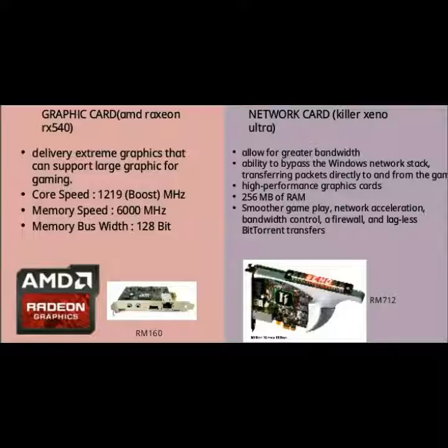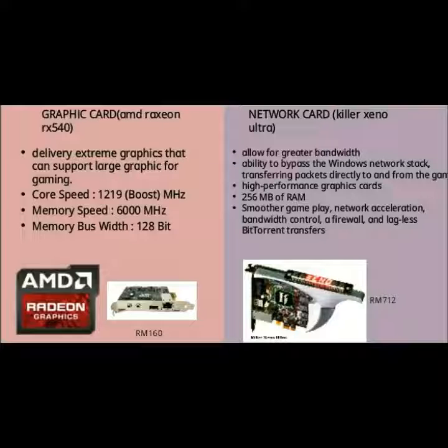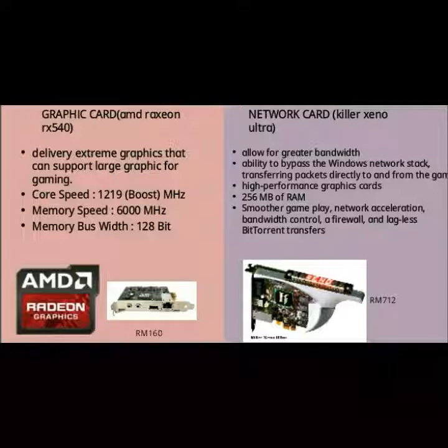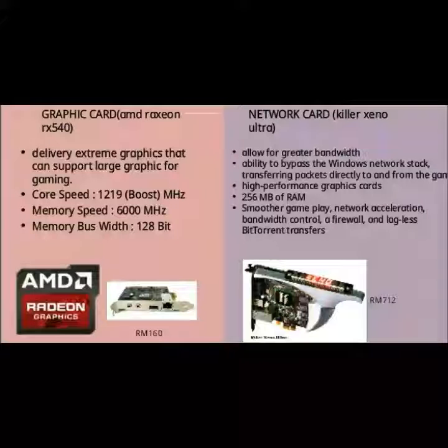Network card, we choose Killer Xeno Ultra for Lisa, so it allows for greater bandwidth, ability to bypass the Windows network stack, transferring packets directly to and from the game. It is a high performance card. It has smoother gameplay, network acceleration, bandwidth control, a firewall, and a lagless BitTorrent transfer. It costs 712 ringgit only.